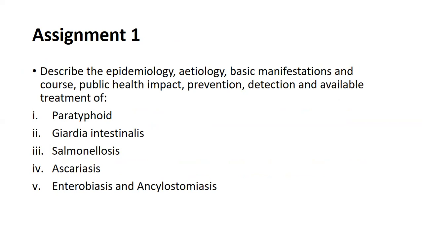So those are the major conditions that we have talked about, but there are some other conditions that also present in the same way, and they are spread through the fecal oral route. So amongst them are paratyphoid, Giardia intestinalis, salmonellosis, ascariasis, enterobiosis, and ancylostomiasis. So these ones, we can read on them and understand them, because they fall in the same category.